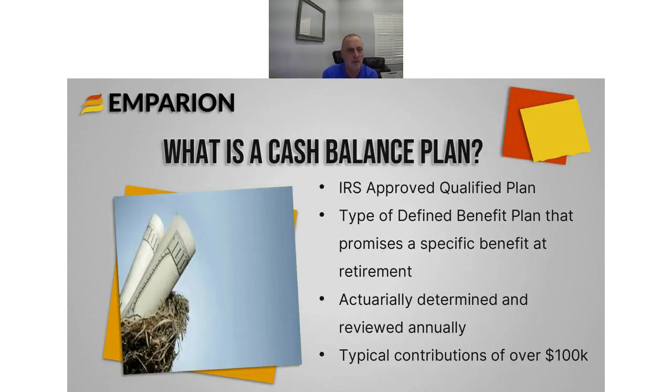So, talking a little bit about what a cash balance plan is. Most people have heard of a 401k and a SEP. We'll talk a little bit about some of those differences, but a cash balance plan is actually an IRS approved qualified plan. So, it falls in the same category as those other plans in that they're qualified plans for tax deductions. Every dollar you put in it represents a current tax deduction for you. They are a type of defined benefit plan.